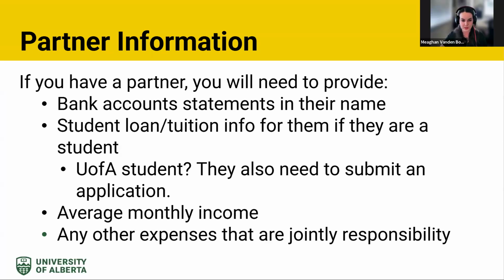what their tuition costs are, so we would need their fee assessment, and any student loan funding that they have. If they are at the U of A as well, taking courses at the same time as you, then they also need to submit an application for bursary support, and we would then go through and assess your applications together. And then I've put here any other expenses that you are jointly responsible for. I can't think of any off the top of my head, but if there is something that you and your partner have together as a resource or have together as a responsibility, something that you pay, we would need documentation of that as well.